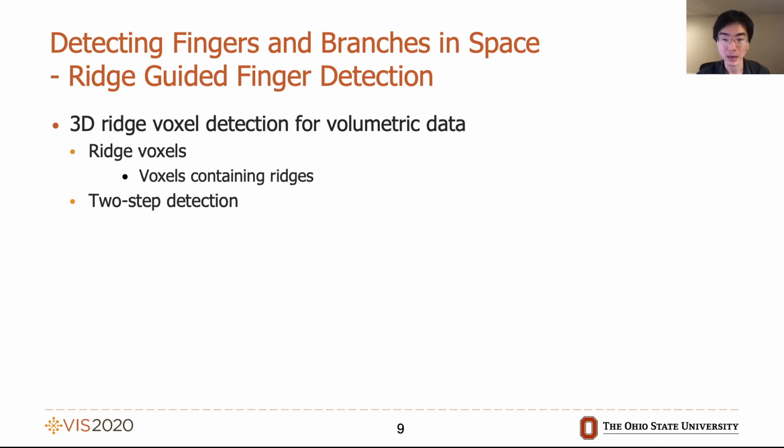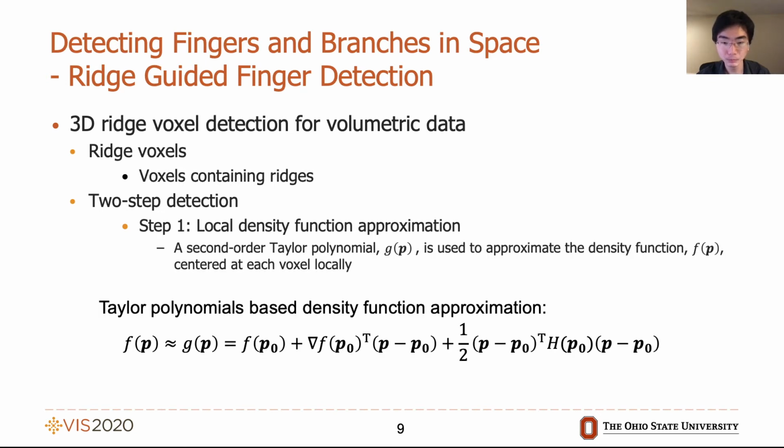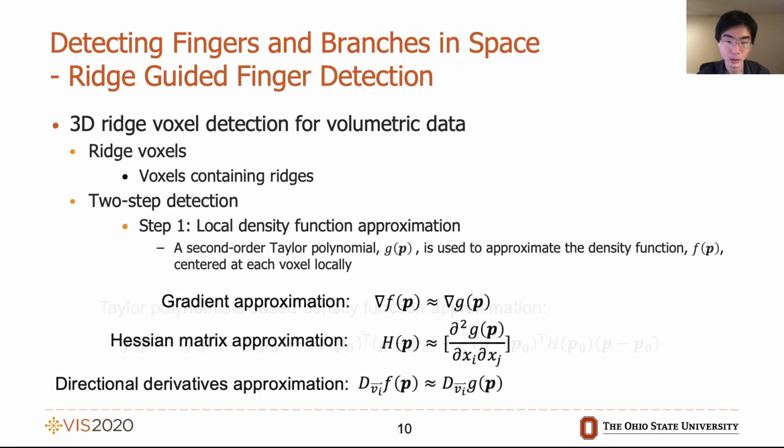Based on the ridge criteria, our ridge Voxel detection consists of 2 steps. First, since the original density function in space is unknown, we approximate the density function. For each Voxel, we establish a second-order Taylor polynomial based on neighboring Voxels' values to approximate the density function near the Voxel. The second-order Taylor polynomials can also provide local approximation of the density function's derivatives, including gradients, Hessian matrices, and the directional derivatives. We decompose the approximated Hessian matrix to estimate the eigenvectors and eigenvalues.